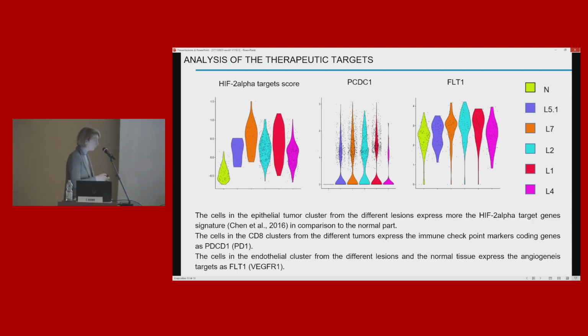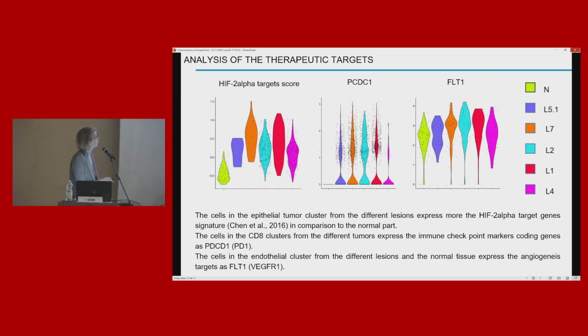And when we checked for the expression of the therapeutic targets, we found that the HIF2 alpha target score was higher in the tumor cells from all the tumors in comparison to the normal part. The CD8 cells from all the tumors, but not the normal part, expressed it.